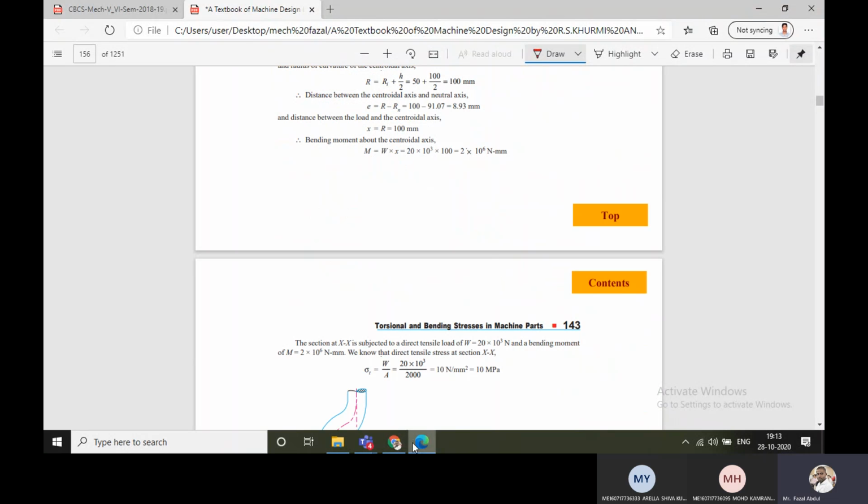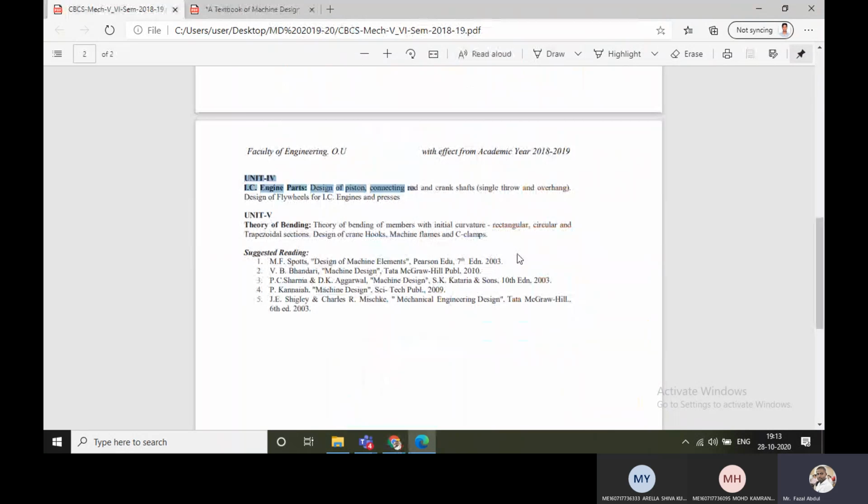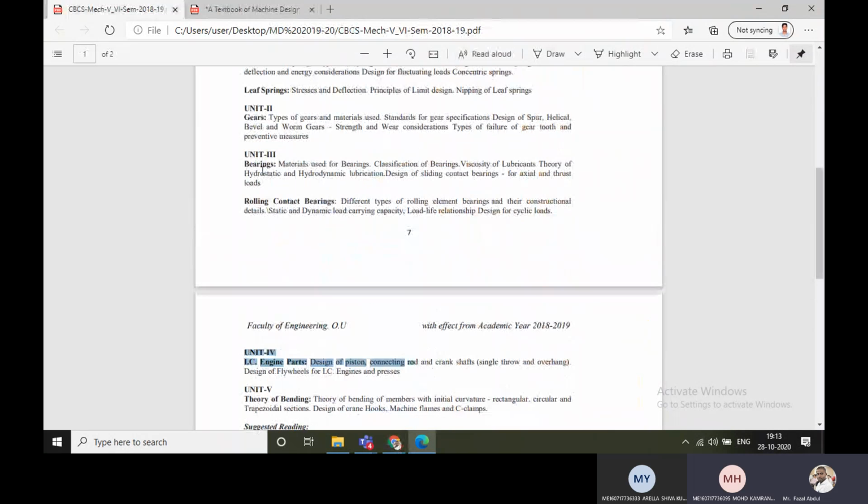This is about the 5th unit. Yes, this is the 5th unit. Now coming to the 3rd unit, bearings.